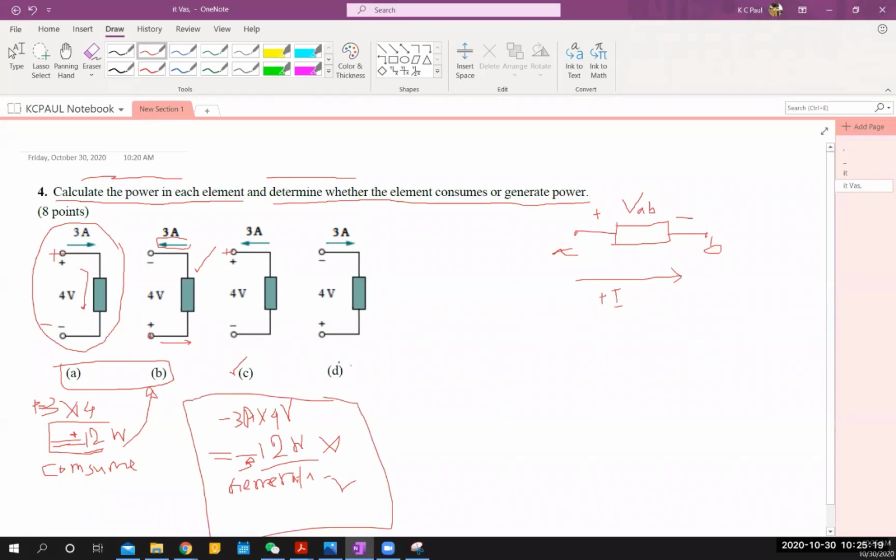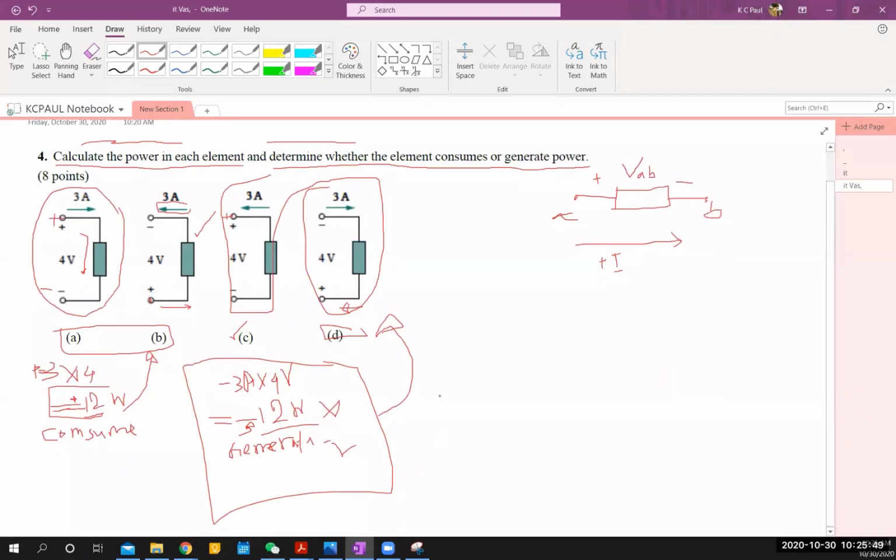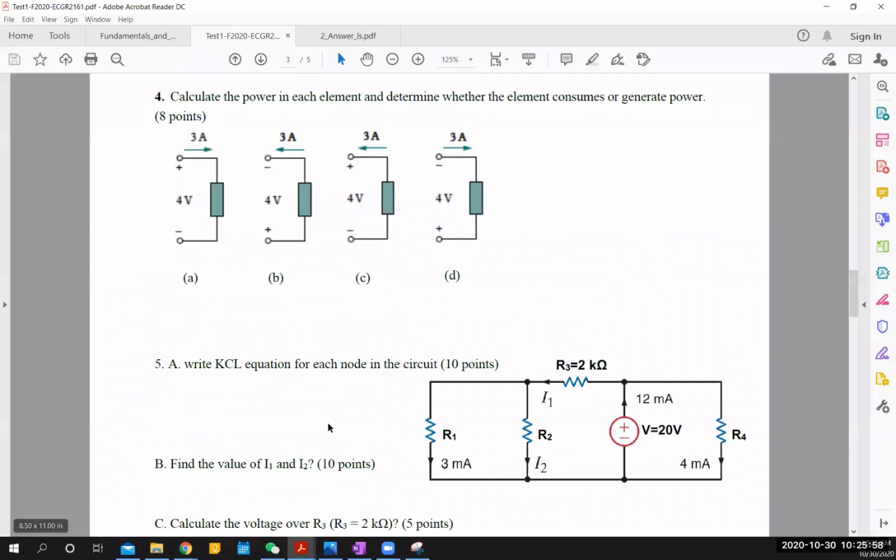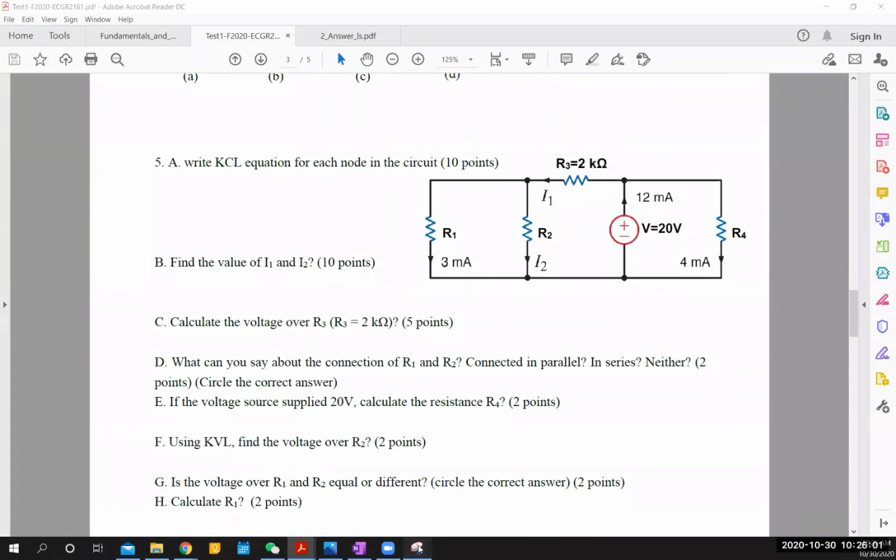And the last one, D, is similar to C. What is the exception here? This is the positive terminal, so current is entering from the negative terminal. That means current is exiting through this positive terminal. So the same problem here, only these two are flipped, so the same answer is applicable for this one as well. Okay, now come to the next problem. Write down KCL equations for this.